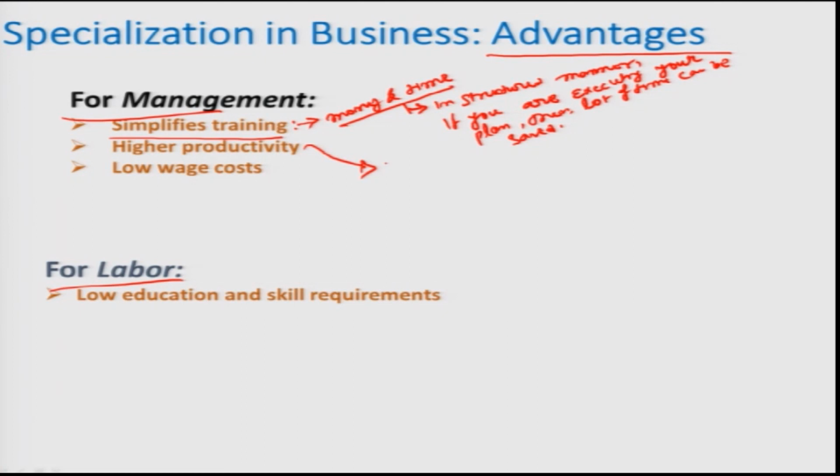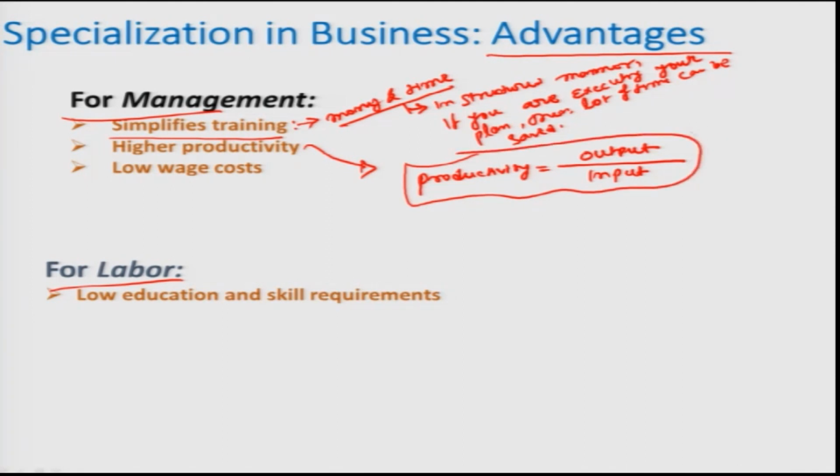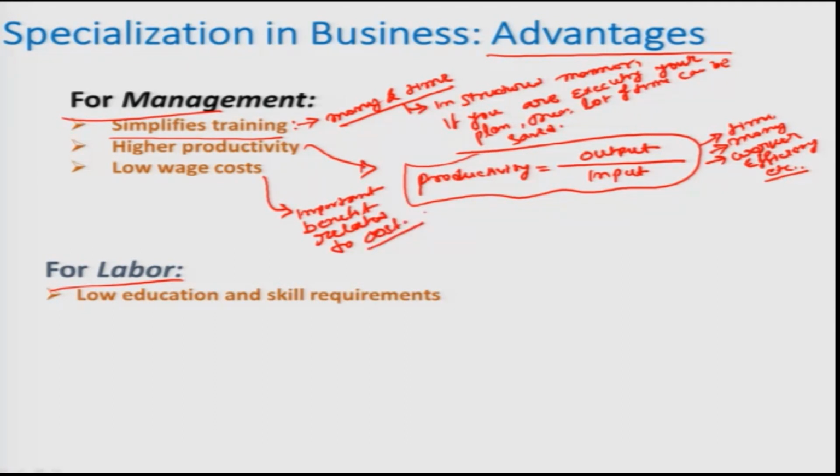Higher productivity: proper job design results in higher productivity. What is productivity? Productivity is the output of your organization for a certain input. And productivity may be in the form of time, money, worker efficiency, etc. So, proper job design results in higher productivity and low wage cost. This is also an important benefit related to cost, because in a work system you will also perform cost analysis.